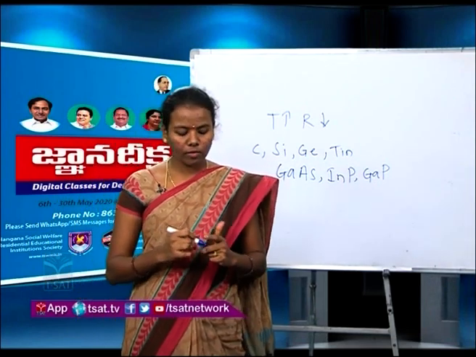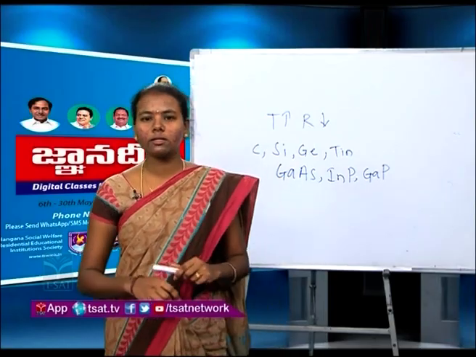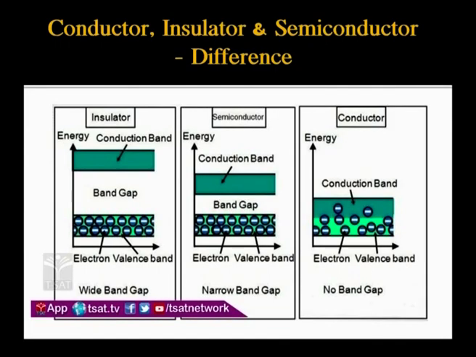We will see the structural differences between conductor, insulator, and semiconductor. See the slide. We have, in a conductor, a valence band and conduction band. Any element will have a valence band and conduction band. The conduction band and valence band of a conductor are overlapped. That means there is no gap between valence band and conduction band in the case of a conductor.